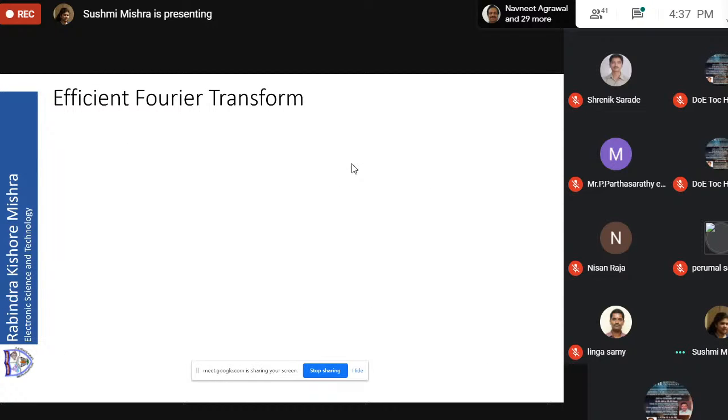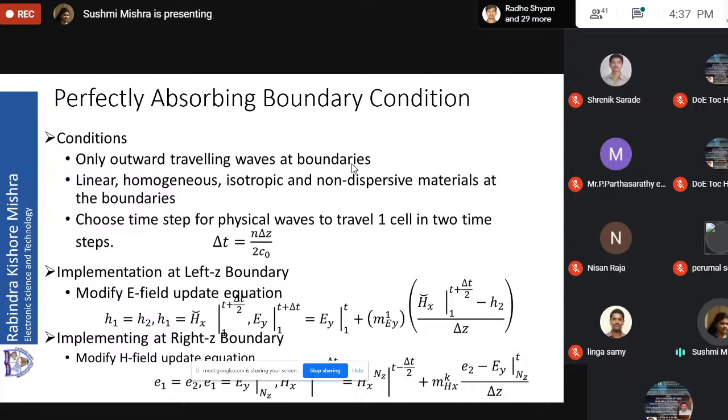Similarly, we can modify the H field update equations at the right side boundary. If I do that, then we get this modified equation for Ey also, and modified equations for Hx also. So we got modified equations for Ey and Hx at the boundary using the perfectly absorbing boundary condition. This is what I am going to implement when we go through the MATLAB programs that we are going to use here. Go to the next slide.